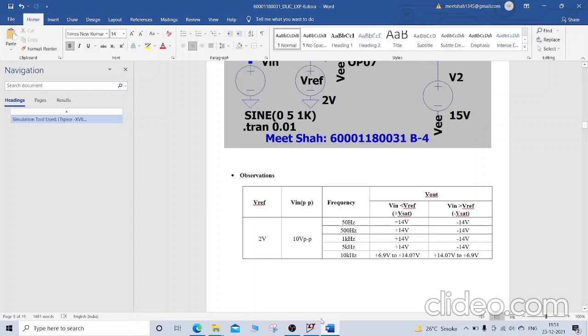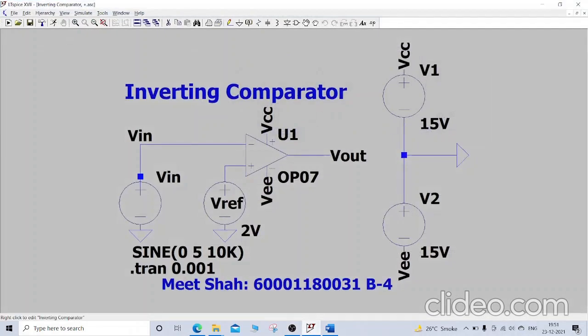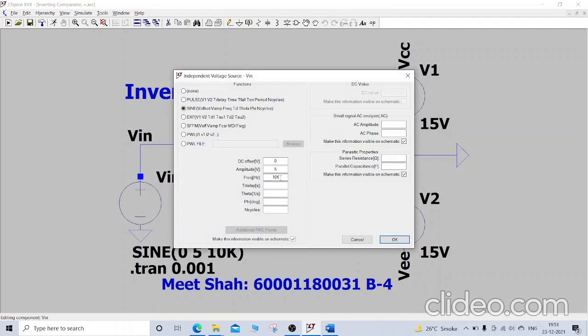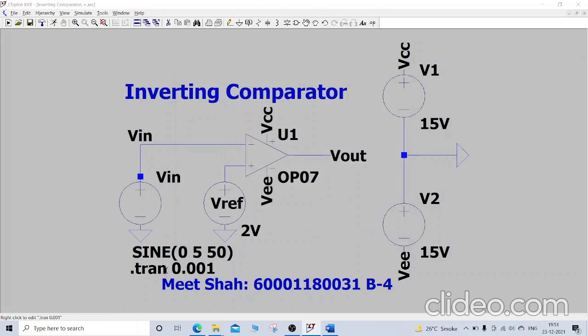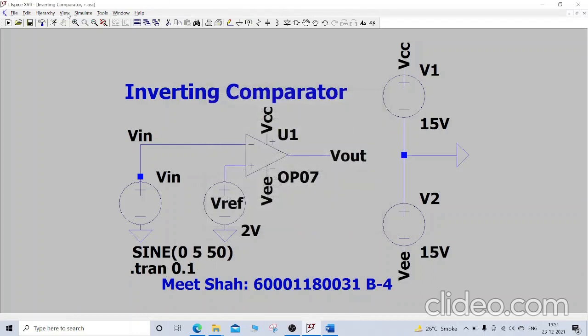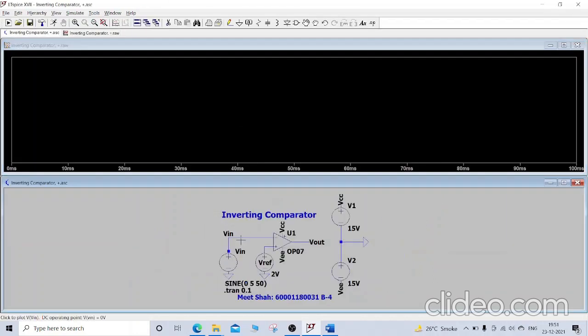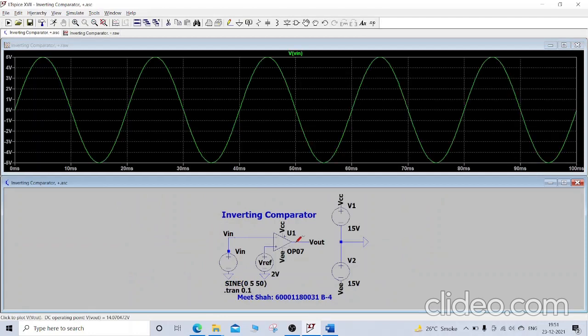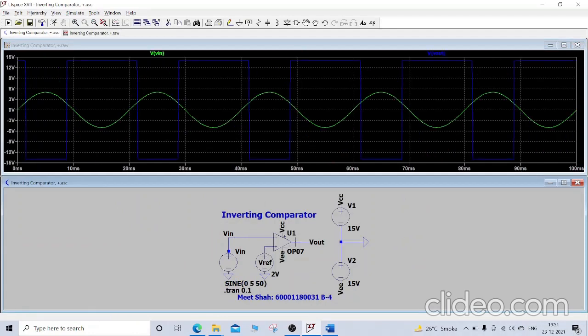Now we'll see it in LT-Spice simulation. So here we have the circuit. First we'll do it for 50 hertz. We give it the simulation and we'll change it to 0.1 so we can see it clearly, and we'll run this circuit. So here we can see for the given sinusoidal wave as input, we are getting a square wave as our output.